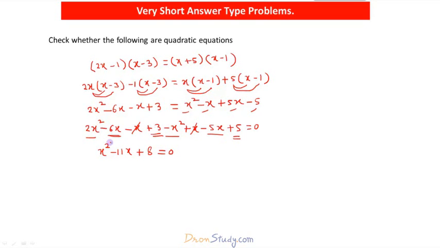Now see the highest power. Highest power is 2 and therefore the given equation is a quadratic equation.